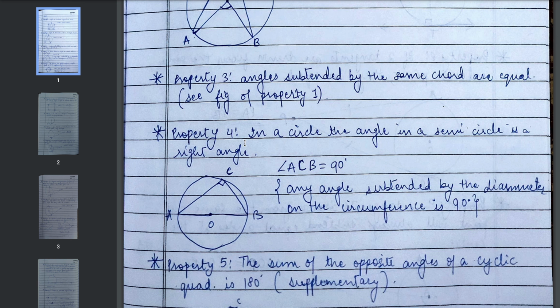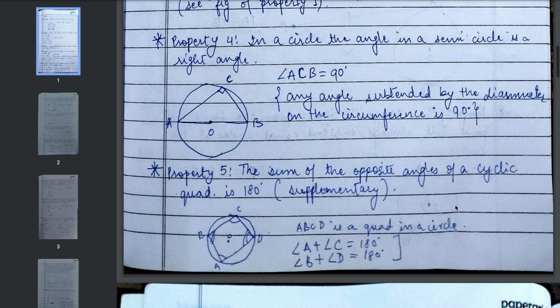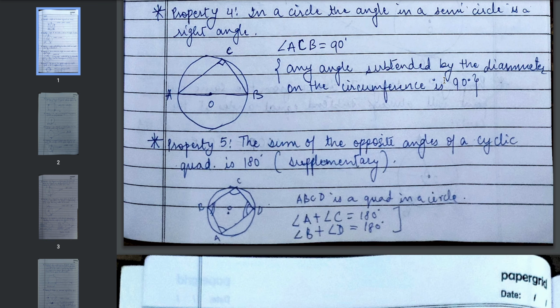Then fourth property is in a circle, the angle in a semicircle is a right angle. So there's a circle with center O, and AB is the diameter which cuts the circle into 2 equal halves. Now the angle that AB makes at the circumference will always be 90 degree. You can make one here also, or anywhere in this semicircle. If the diameter is making any angle, it will always be 90 degree. So angle ACB is 90 degree, and any angle subtended by the diameter on the circumference is 90 degree, if you want to say it in simpler words.